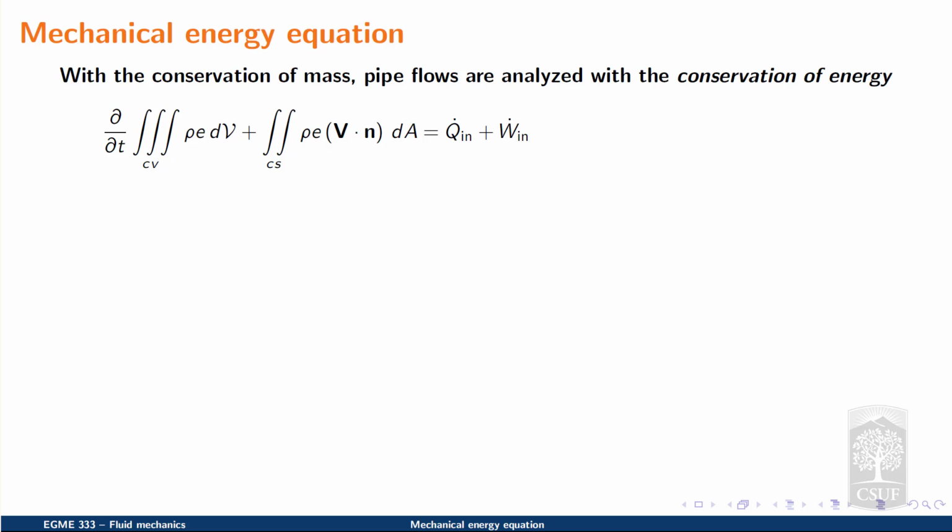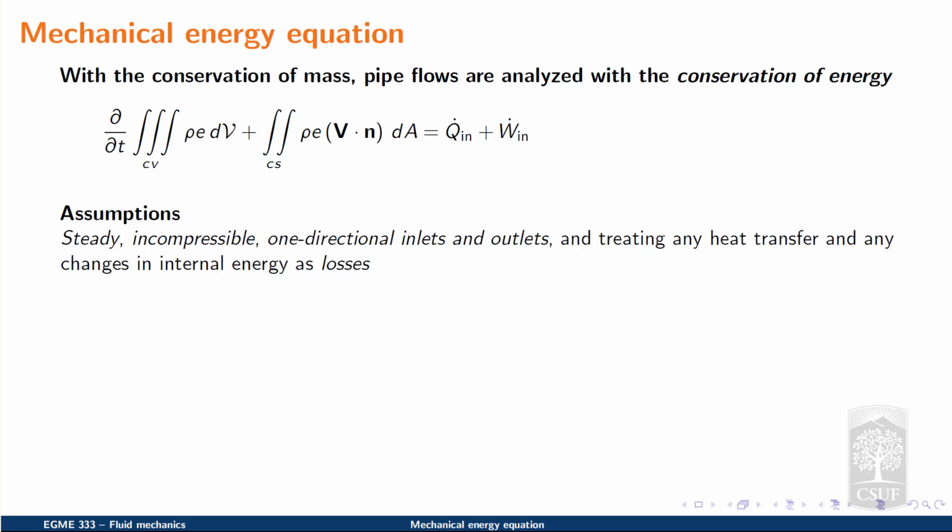With the conservation of mass, most of the time pipe flows can be analyzed with the conservation of energy. Here it is written in its general vector integral form. However, we can simplify this equation using the following assumptions. By assuming that the flow is steady, incompressible, and consists of one-dimensional inlets and outlets, this helps us simplify the components of the left-hand side of the equation. Additionally, we can treat any forms of heat transfer and changes in internal energy as mechanical losses.